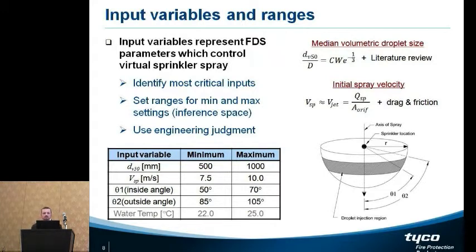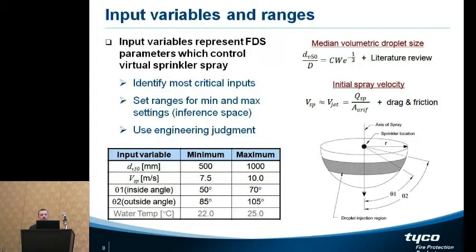So the next thing we need to do is select our input variables. These are basically the parameters in the model which are used to control the spray. In FDS, these are the input parameters you use to specify things like droplet size distribution, spray velocity, etc. The first thing we want to do is identify the most critical ones, because if you have a set of 15 different parameters, it would be very difficult to do this, as you'd have to run hundreds of simulation runs to get your results. So four to five is good. If you can boil it down to four or five, then you're looking at tens of simulation runs, and you can get your data and do your analysis.